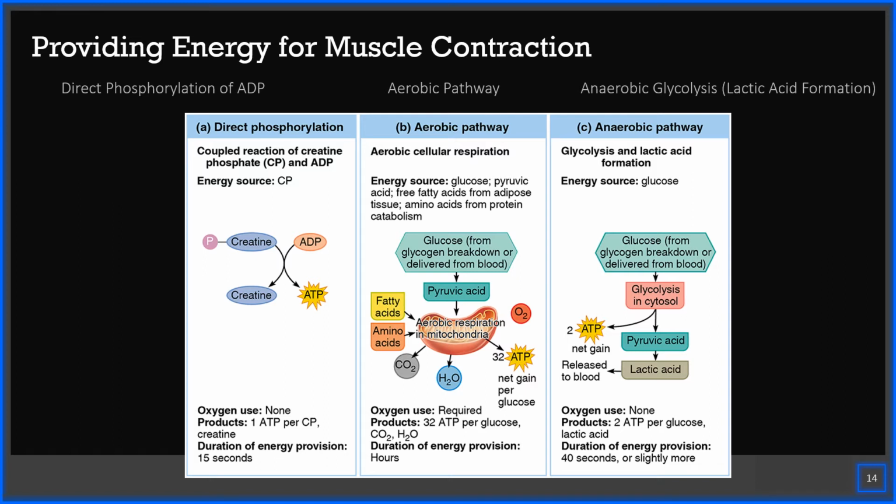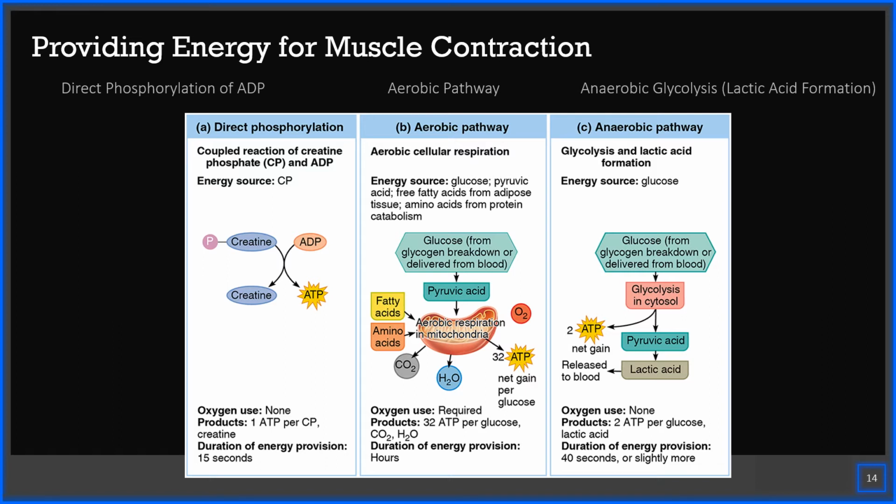Although aerobic respiration provides a rich ATP harvest, it is fairly slow and requires continuous delivery of oxygen and nutrient fuels to the muscle to keep it going. It actually generates about 32 ATP for every molecule of glucose that is broken down. So it's quite efficient in the production of ATP, but it does require that influx of oxygen and consistent glucose.